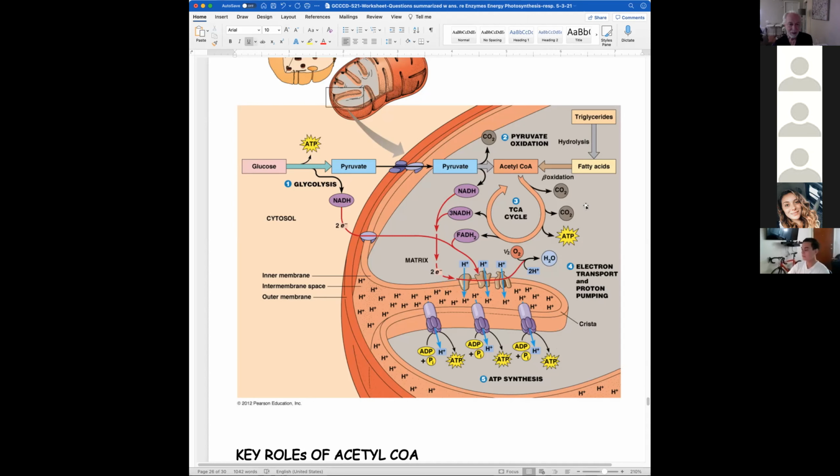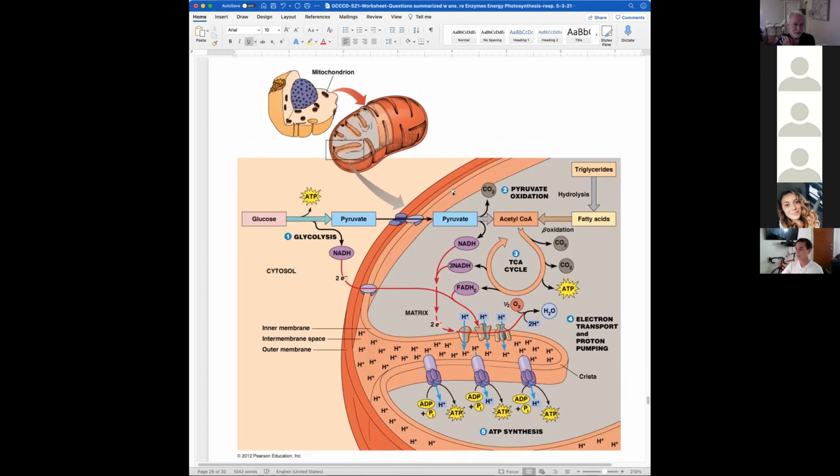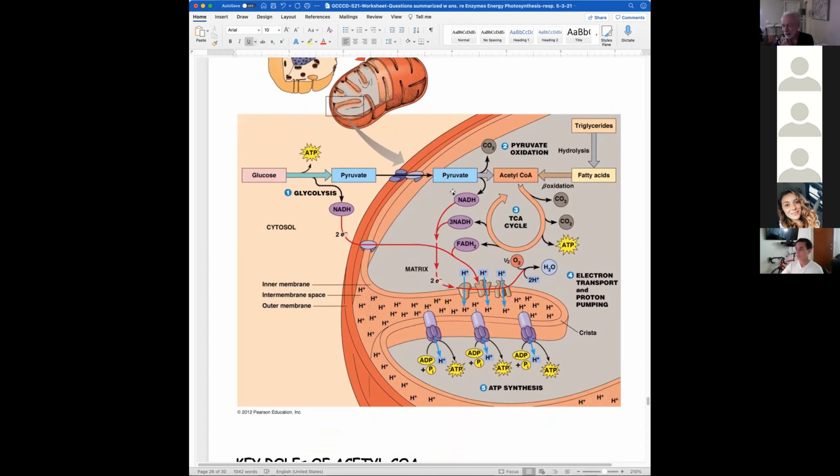Now, there was a couple of questions about how acetyl-CoA is involved in an anabolic process. I'll show you that in a minute. But what we're concerned about mainly here is that acetyl-CoA initiates the Krebs cycle. So any question about this?